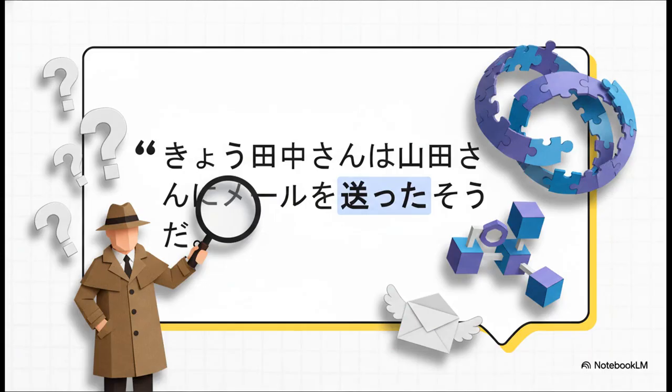So let's just start with a little puzzle. Take a look at this sentence. Now, if you're coming from English, the word order probably looks, well, completely jumbled. The main action, the verb sent, is kind of buried way over there at the end. Who did what to whom? It feels like a total mystery we need to solve.